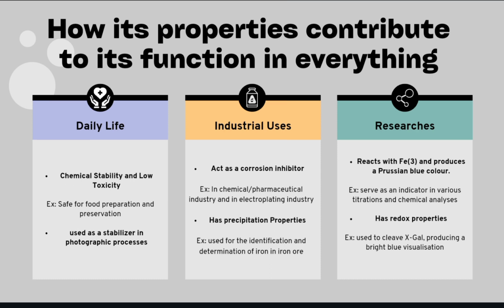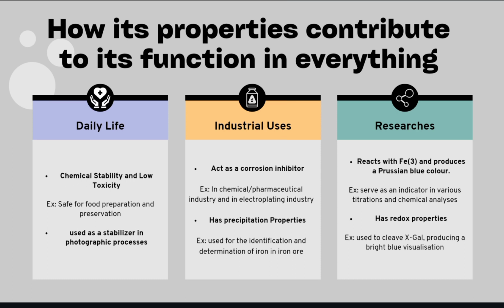Next, as for the industrial uses, it can act as a corrosion inhibitor. It is utilized in the chemical and pharmaceutical industry as well as the electroplating industry. And as it has precipitation properties, it is also useful in the identification and determination of iron in iron ore.